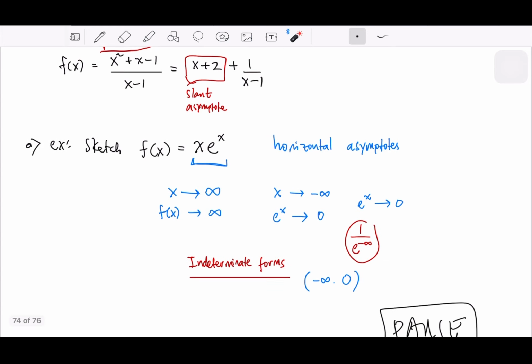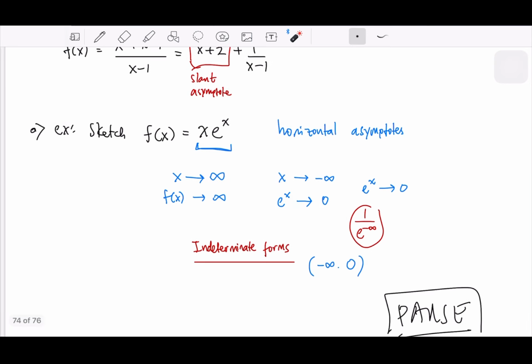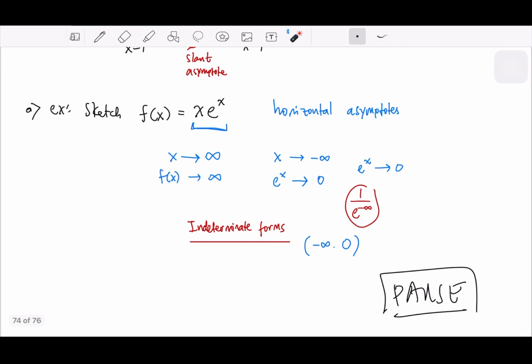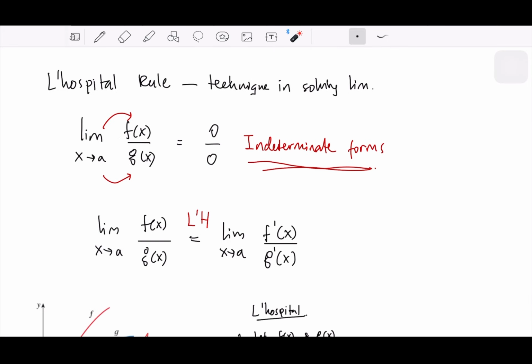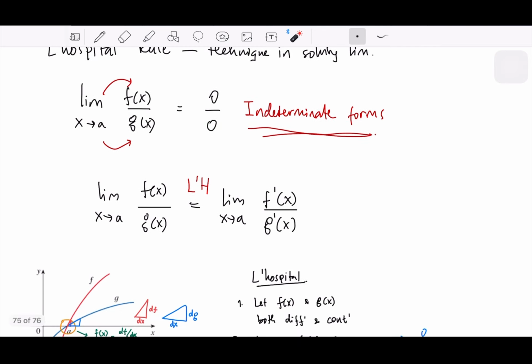And then we are trying to deal with this x e to the x, which, if we look at the form, is an indeterminate form. When we check the horizontal asymptotes, this is an indeterminate form. So we need to pause for a bit and look at the techniques to solve these indeterminate forms. In the early chapters, we have some techniques that we can also use. We can use rationalization or factorization. But here we are going to use L'Hopital's rule.